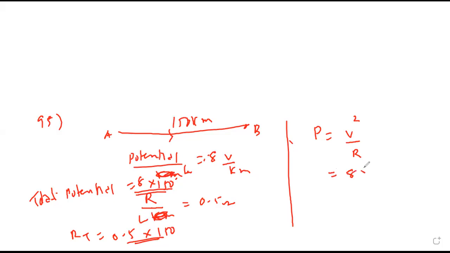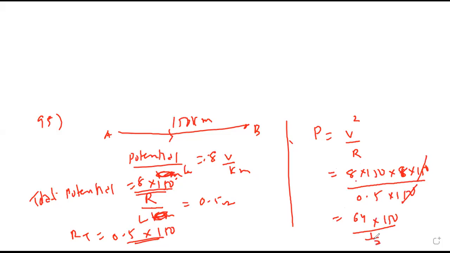Now V square means 8 into 150, 8 into 150. Purposely I did multiplied squared because I know that R के साथ cancel हो जाएगा, एक का. 0.5 into 150, ये cancel. 8 into 8 is 64, into 150. 0.5 is half, this will go up. So therefore it is 64 into 2 into 150, 128 into 150.